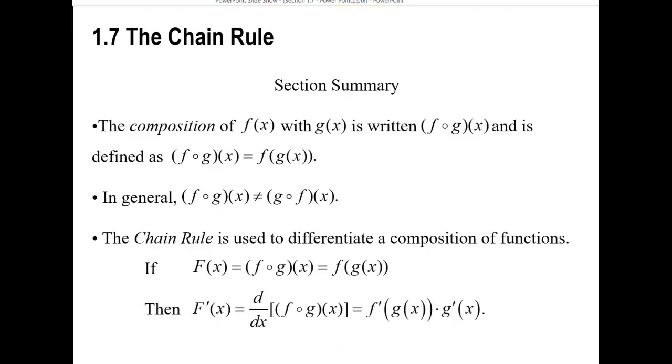All right, so the summary here: composition of functions with f and g is written f composed with g, meaning f of g of x. In general, if you reverse the order, f composed with g versus g composed with f, you do not get the same result. We use the chain rule to differentiate composition of functions. So if your function is defined as f of g, to find the derivative, we take f prime, the outer function's derivative, leaving g inside, and then multiplying that by the derivative of the inside.